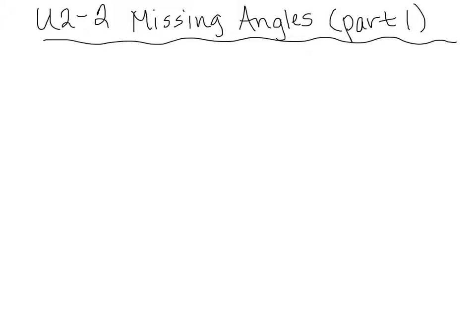And sometimes some of those have special relationships, right? They might add to 90 degrees or add to 180, or maybe they're the same angle, like vertical angles, which are straight across from each other. And here we're going to use those relationships to solve for or to find a missing angle.